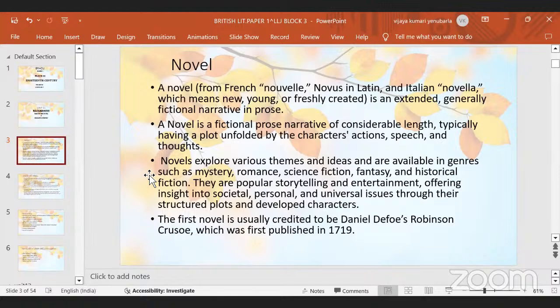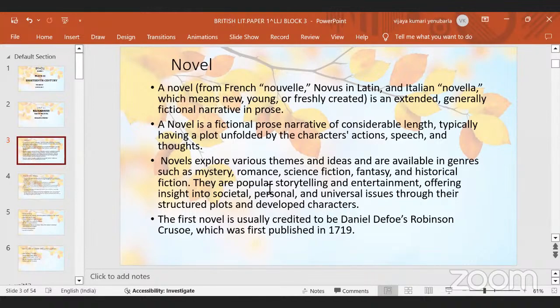Novels explore various themes and ideas and are available in genres such as mystery, romance, science fiction, fantasy, and historical fiction. These are the genres. There are so many to pen down. So you can say mystery novel, romantic novel, science fiction novel, fantasy, and historical fiction also.